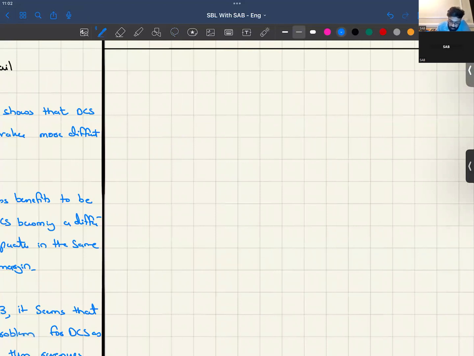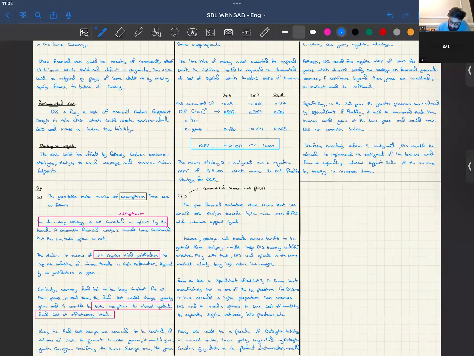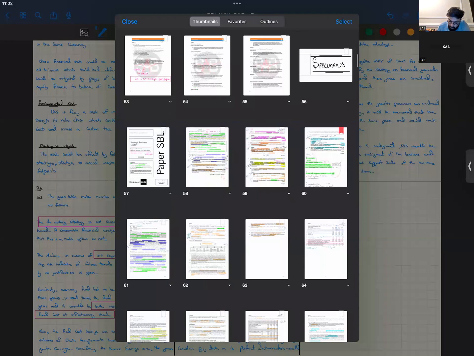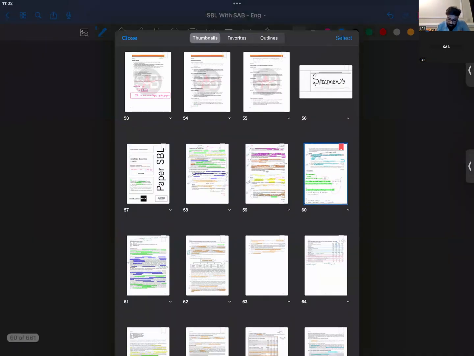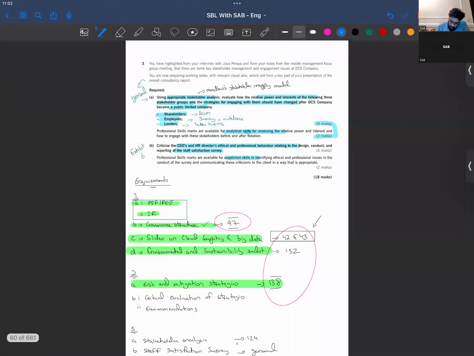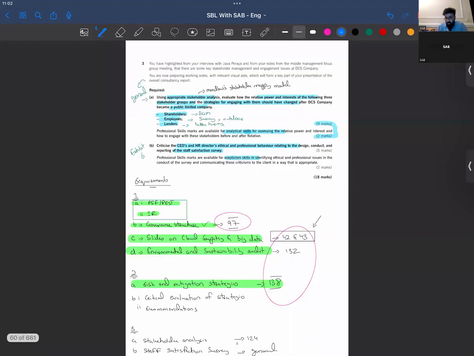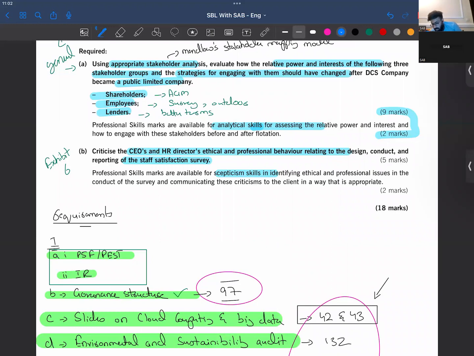So we got this. Now, next requirement, what is it? Let's have a look. That's also done. And now we go to the 18 marks questions that are left, right?